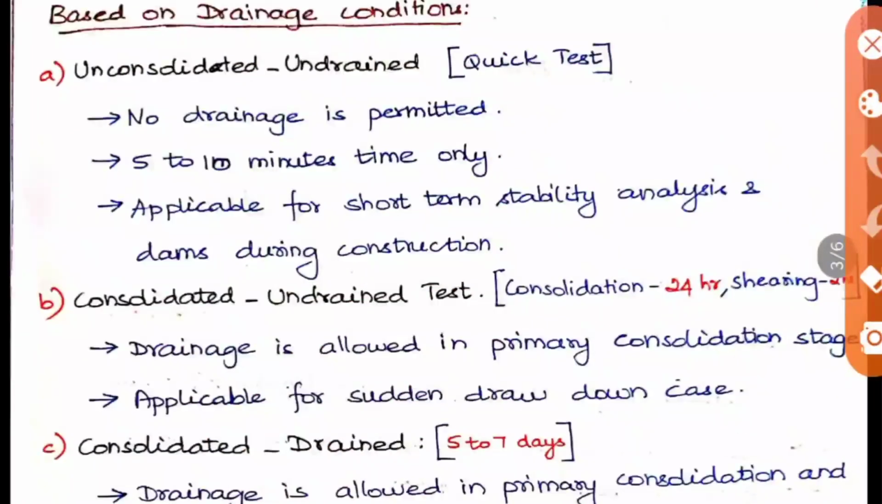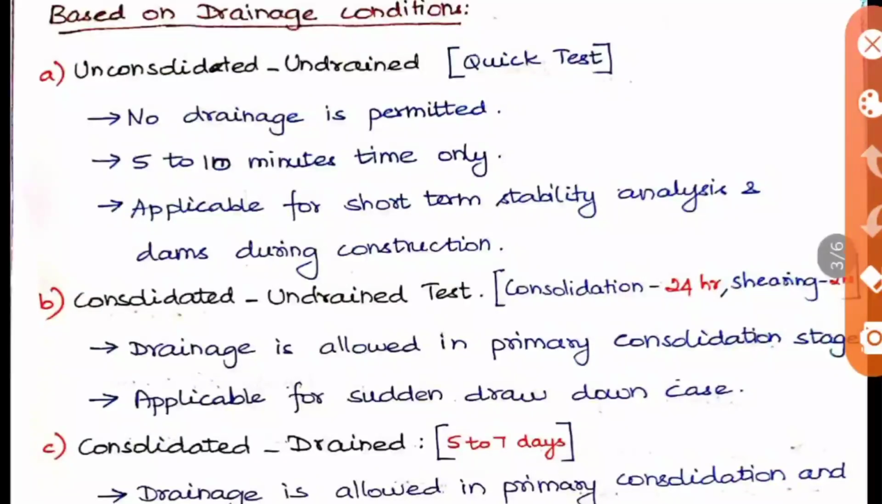The next is based on the drainage conditions, how the shear strength can be found out. There are three conditions of drainage here. The first one is the unconsolidated undrained test. Normally, in finding the soil's shear strength, there are two stages: the consolidation stage and the shear stage. First the consolidation stage takes place, and after that the shear stage takes place. Here no drainage is permitted in both stages in this method. It takes just 5 to 10 minutes to do the test, and it is applicable for short term stability analysis and dams during construction.